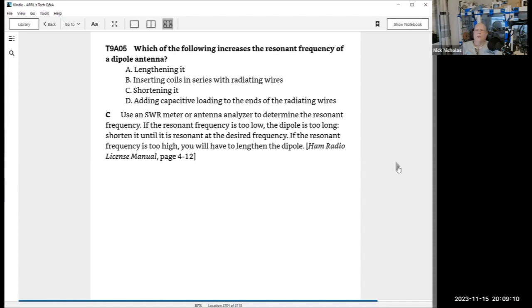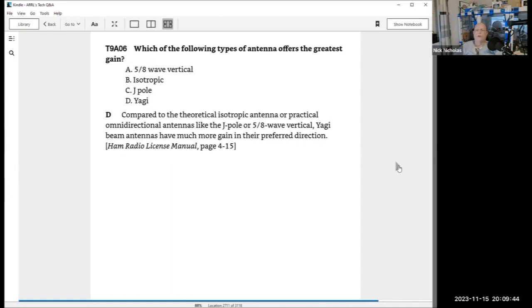Which of the following increases the resonant frequency of a dipole antenna? If you're trying to make the frequency higher, then you need to shorten the antenna. If you're trying to make it lower, you need to lengthen it. In this case, we're trying to increase the resonant frequency of an antenna. We want to shorten it. Increasing a frequency is going higher.